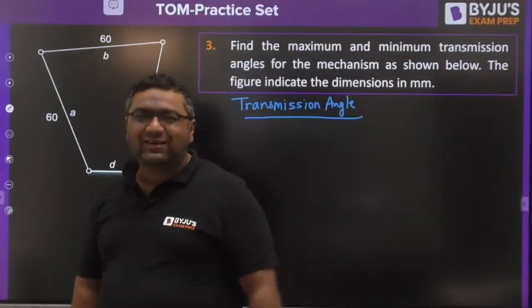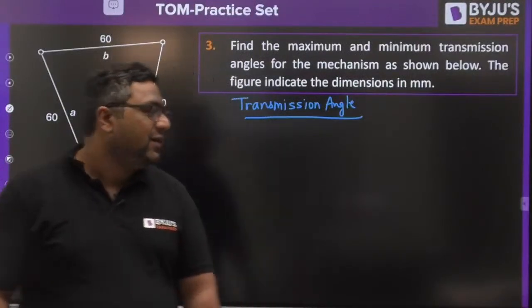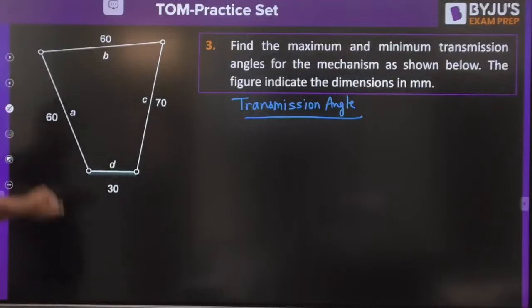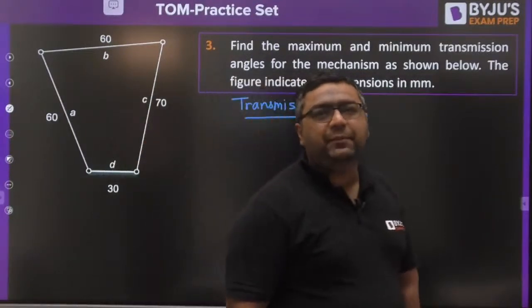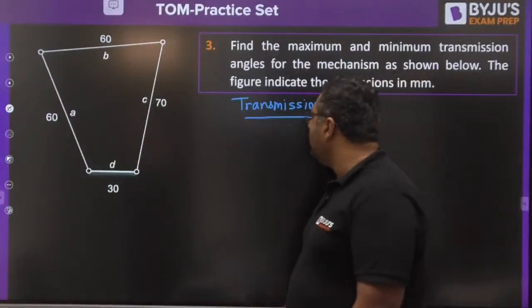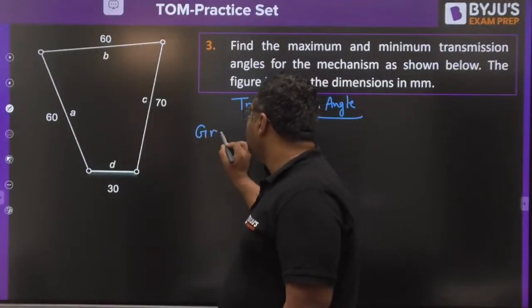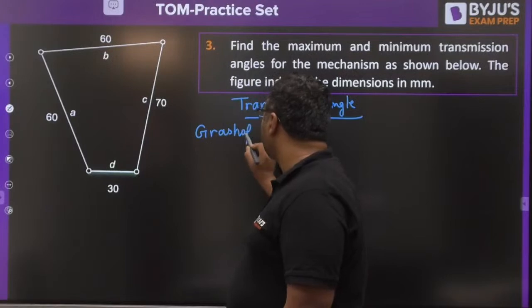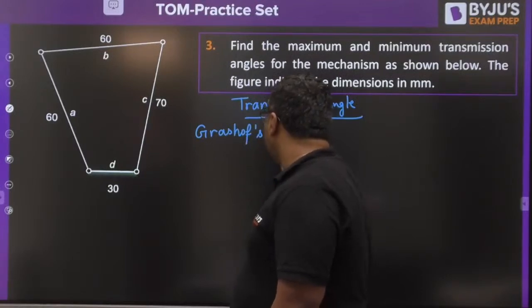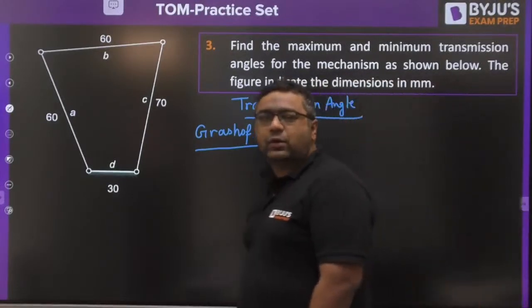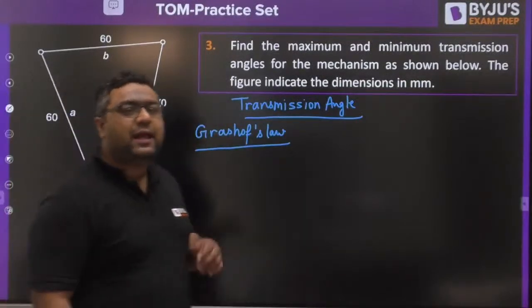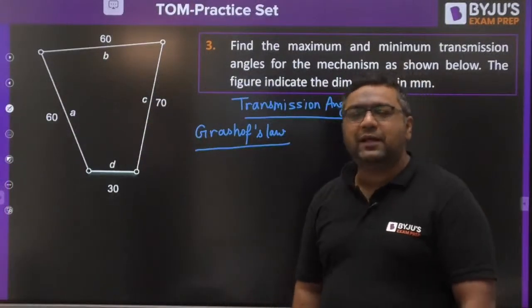So let us see how many of you are capable of giving the right answer. I already told you, first of all, you need to see which type of mechanism it is. Then you can move further. Can you tell me using Grashof law which type of mechanism it is? The question is from transmission angle, but it would use the knowledge of Grashof law also. According to Grashof law, which type of mechanism is it? Double crank, crank rocker, or double rocker? Which type of mechanism is it, guys?